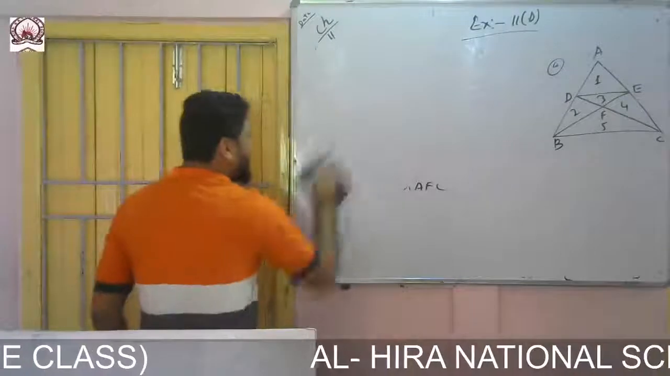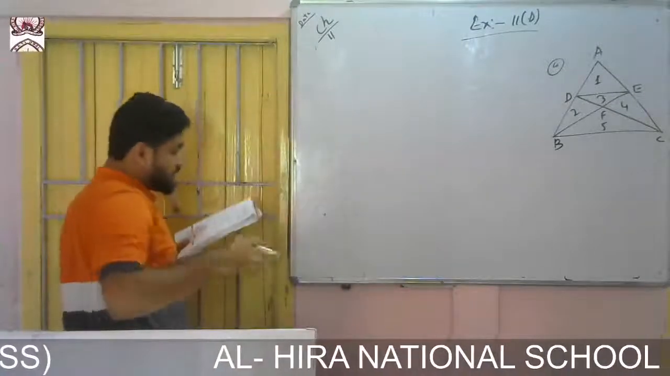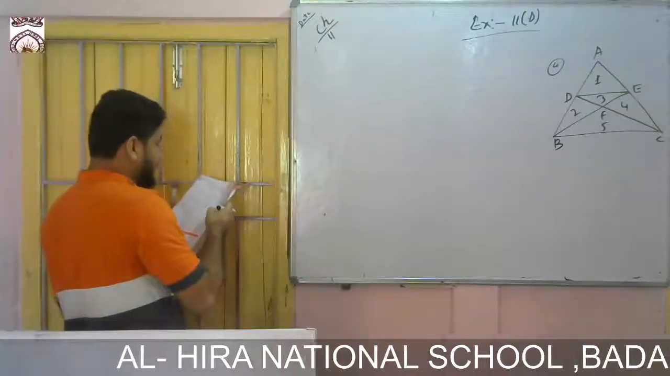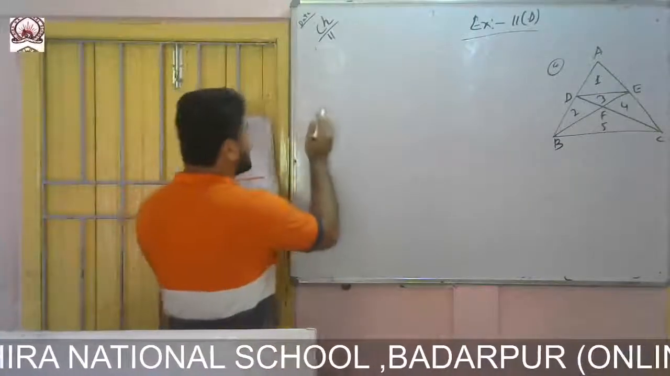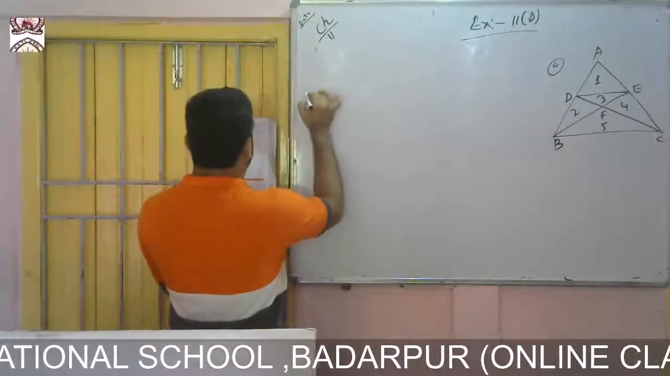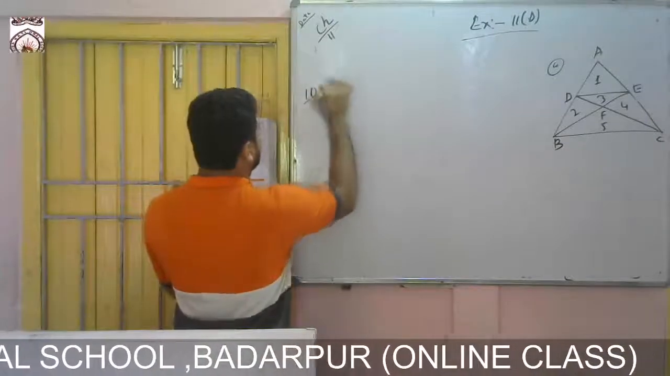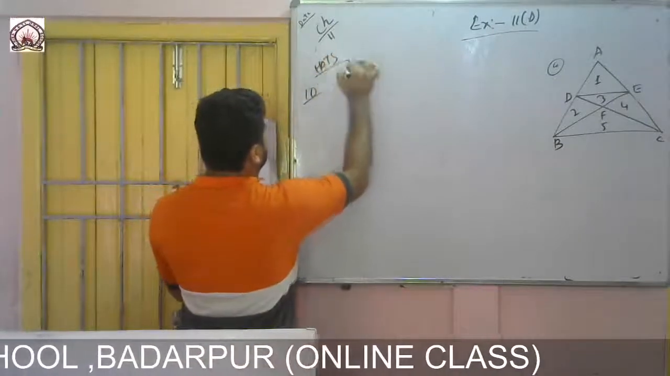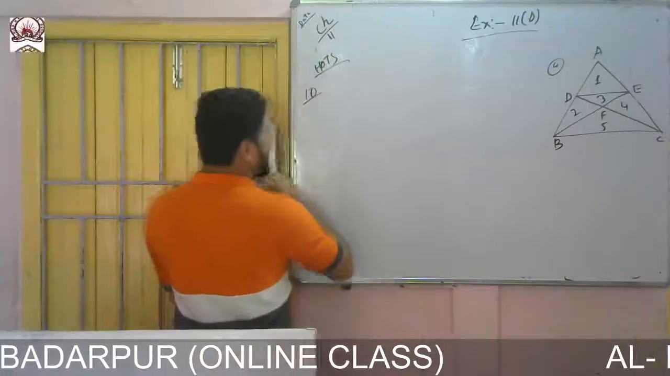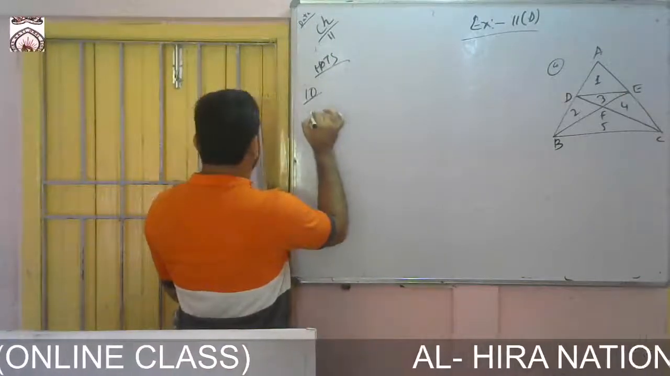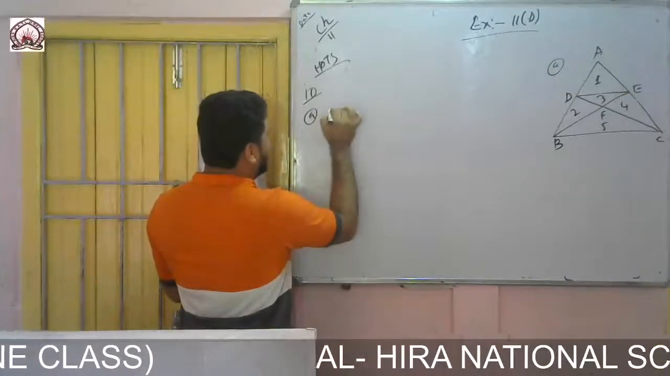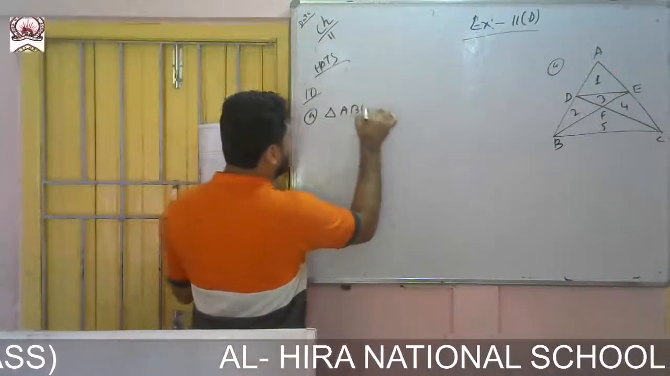How many triangles are there? Write their names. Name each of them. That means I need to write their names. So write 10. Number 1 you write ABC. So 1 Roman A, triangle ABC.